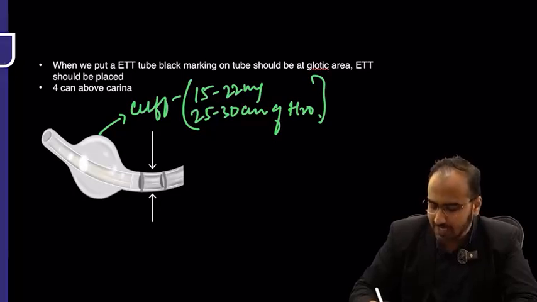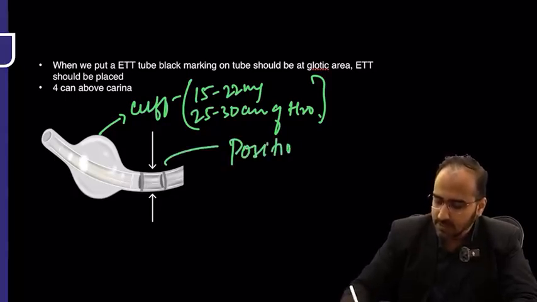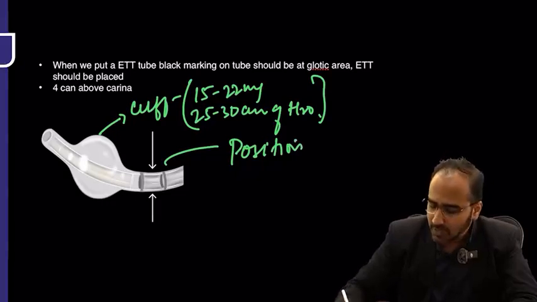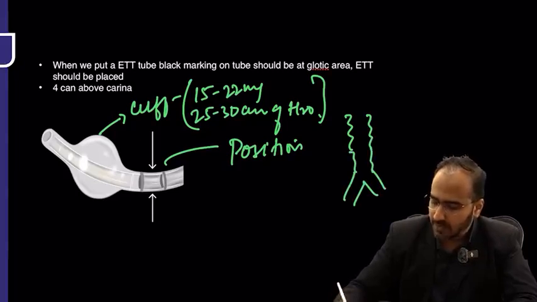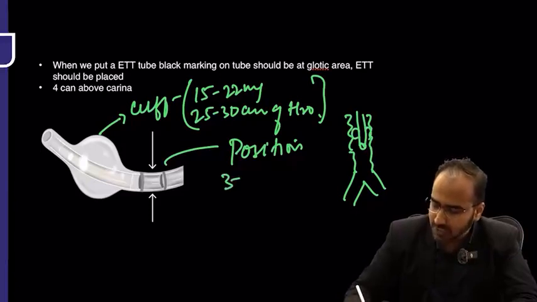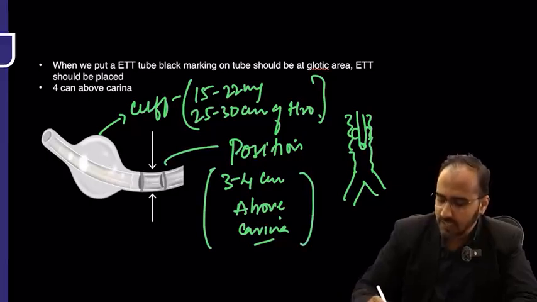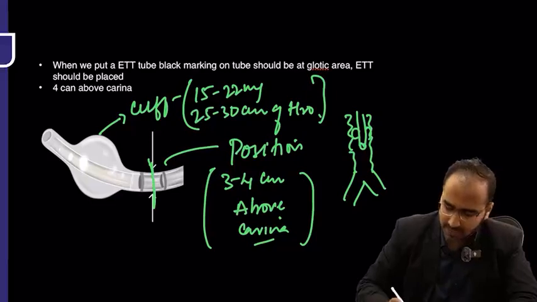Next are the markings. What is the importance of the markings? The markings tell you the exact position of the tube. Whenever you are placing the tube, remember this is the trachea. Will you place the tube on the carina? No. You will place the tube 3 to 4 centimeters above the carina. How will you know? When you see one mark inside the vocal cords and one mark outside. That's regarding the markings of the endotracheal tube.